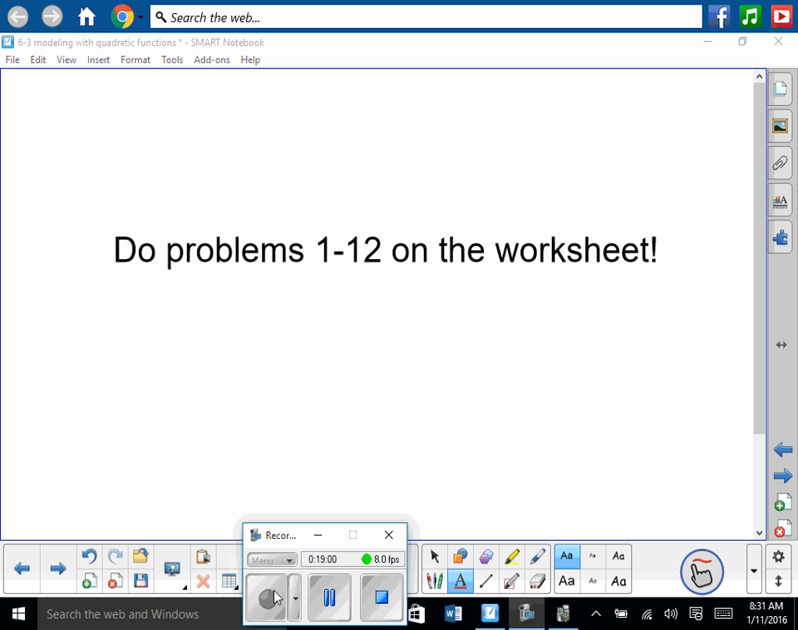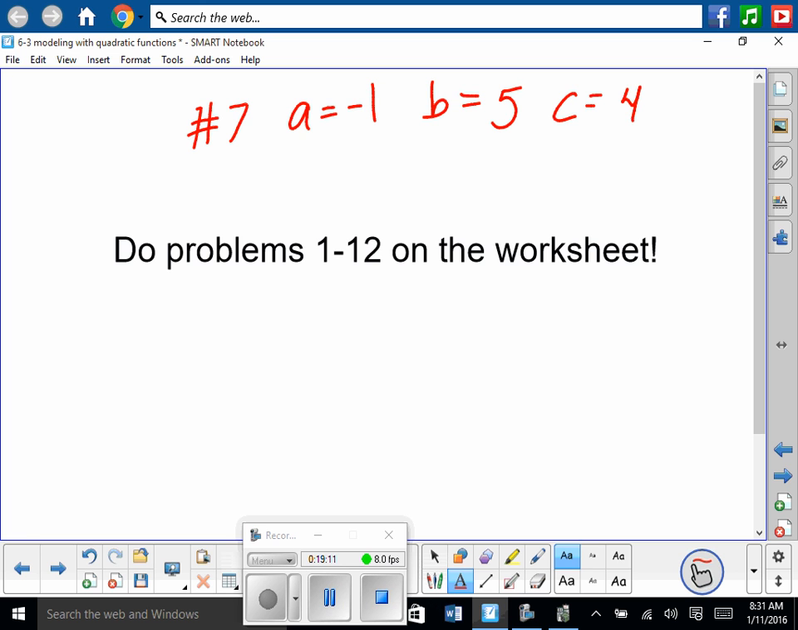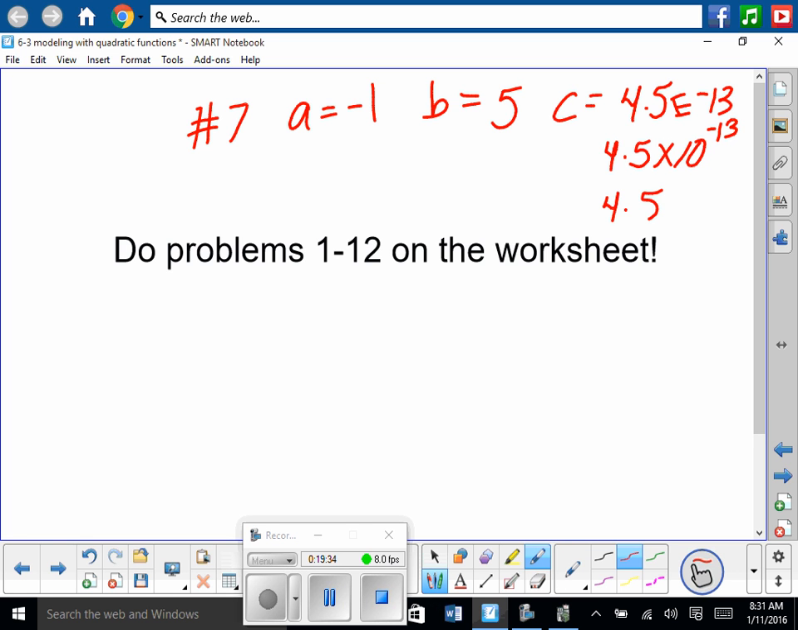Some calculators are a little bit more precise than others. How many on number 7 got their a value was -1, their b value was 5, and their c value was 4.5, and then it has an e to the -13? Okay, if that's the case, let's think about it, guys. So we have 4.5, e means times 10, so times 10 raised to the -13 power. If we were to write that as a decimal, we would move the decimal back 13 places. 1, 2, 3, 4, 5, 6, 7, 8, 9, 10, 11, 12, 13.